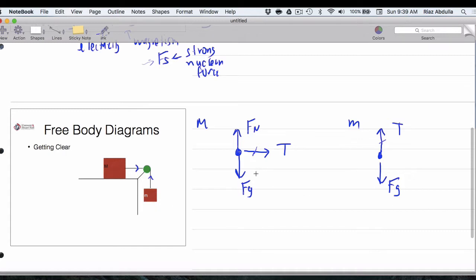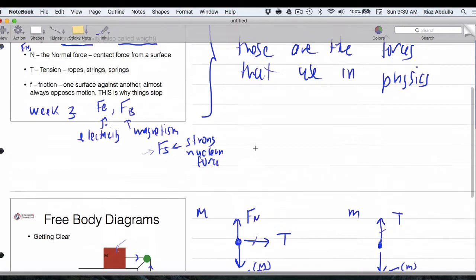I'm going to do one small thing. I want to distinguish my big mass from my small mass, so I'll write a little superscript there in parentheses. That's not a power. I'm not raising it to any power. I'm simply saying, hey, this is the force of gravity on the big dude, and this is the force of gravity on the little dude right here. So that's pretty much all of the new stuff that we covered on day 3.